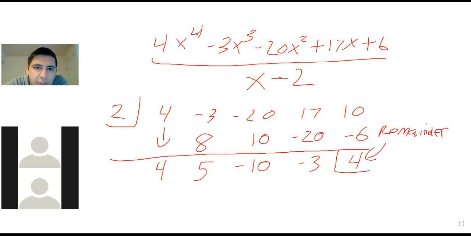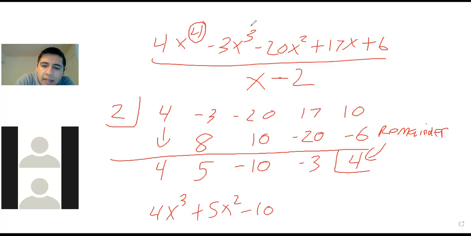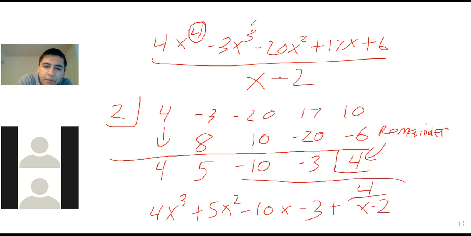So again, our answer is written out the same. Since our exponent is 4, we're going to subtract 1 from that. So that's 4x to the power of 3, and we have 5x to the power of 2 minus 10x minus 3. Now to write that remainder, all we have to do is write 4 over x minus 2.